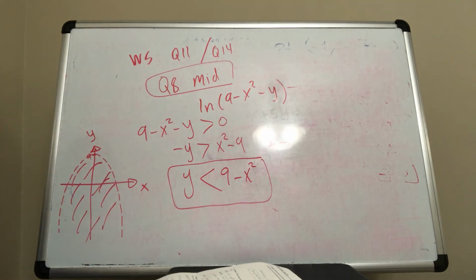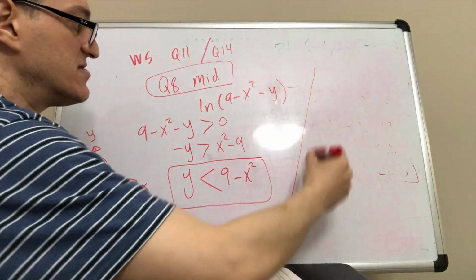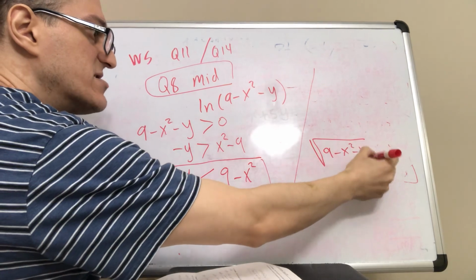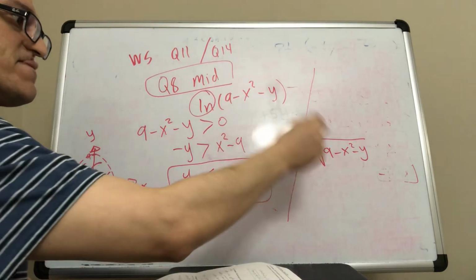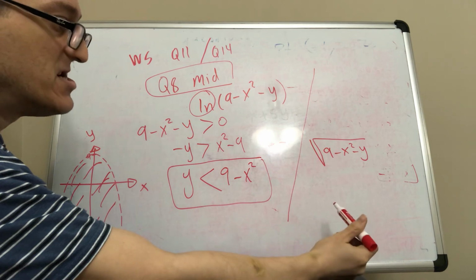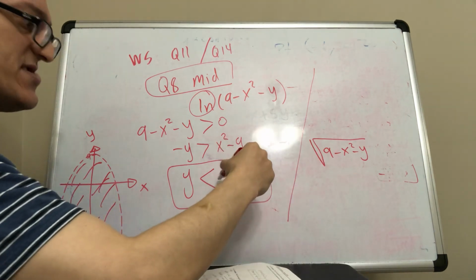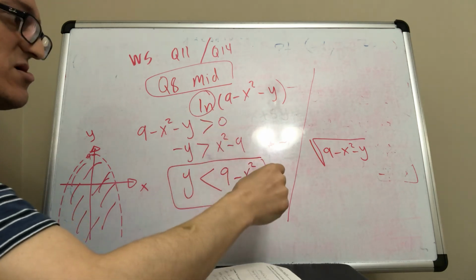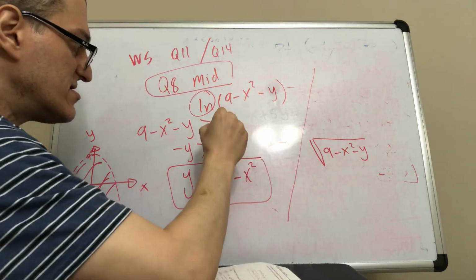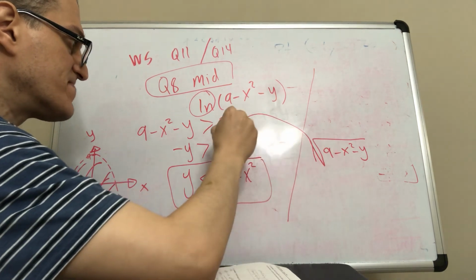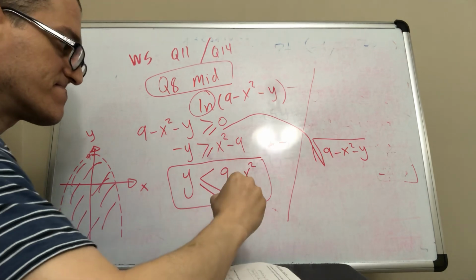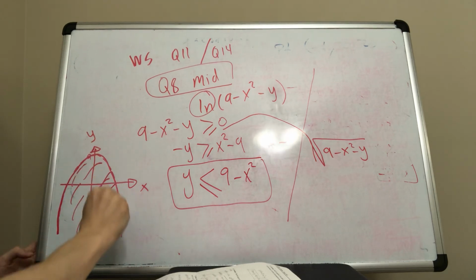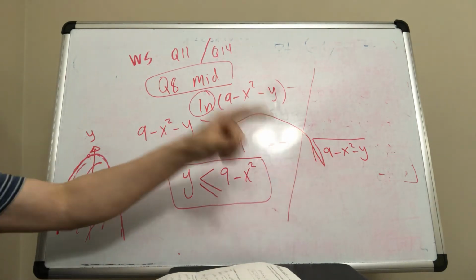Another version of this question could be, they could ask you the square root of 9 minus x squared minus y. So the same question, instead of ln, it could be a square root. If it's a square root, you do the same exact steps, the inside greater than 0, except for the square root, it could equal 0, meaning that when you sketch it, it would be a solid line. So it's a solid line for a square root, it's a dotted line for a ln.